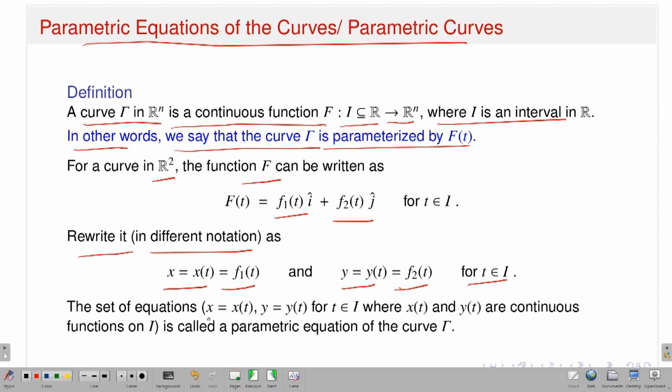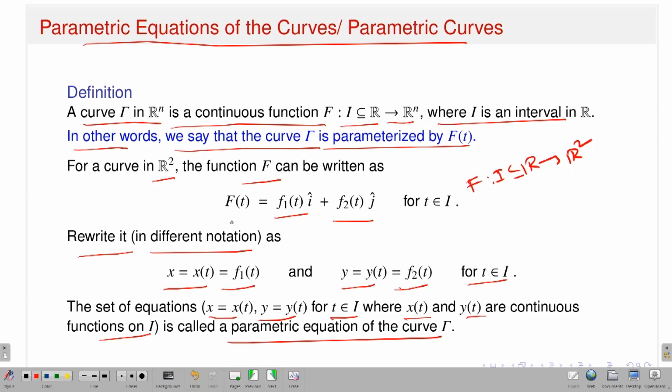Now the set of equations x equal to x(t) and y equal to y(t), as t runs over I, where x(t) and y(t) are continuous functions on I, is called the parametric equations of the curve. Right. So that means if I have a function capital F from some subset I of R to R2, then it will have two components, right?